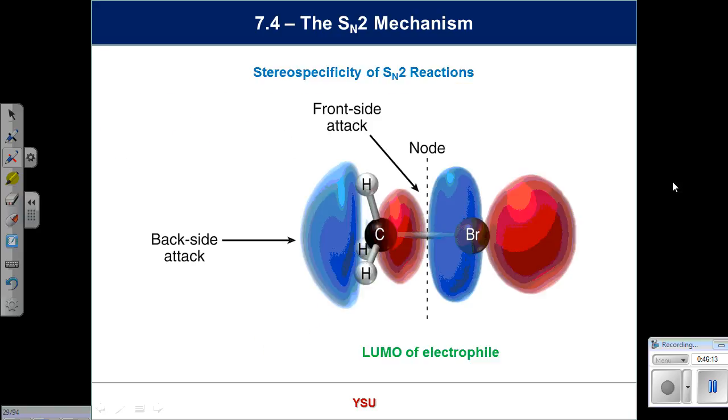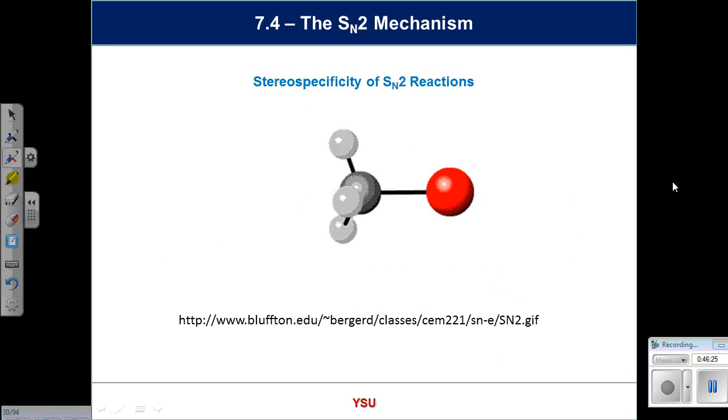So this slide here, which is where I'll start on Wednesday, is showing you why we have to go from the back. We have to go from the back because that's the place we're going to deposit the electron density, into this orbital right here. This is where we go. But it shows the nucleophile coming in from this direction and this thing breaking off. So, work to do, get it done, and we'll be into 8 fairly soon.